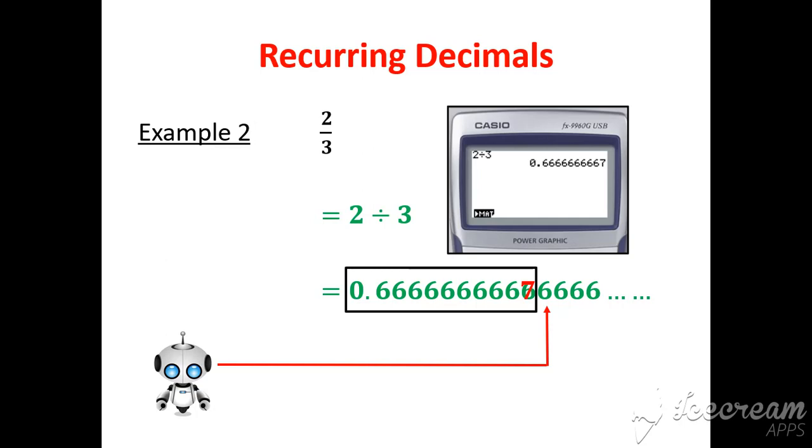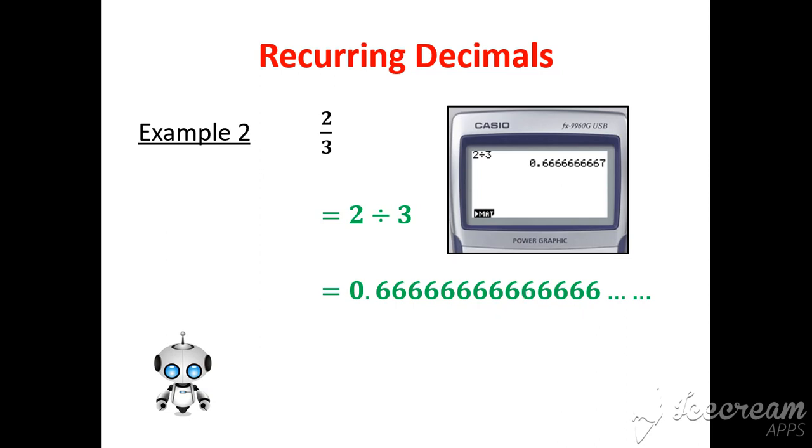Now you need to be a bit clever and realize it's not a 7. It's 6666666 going on forever. It's a recurring decimal. So as soon as you've figured out that that's a recurring decimal, please write it in the correct notation of 0.6 with a dot above the 6 or 0.6 with a line above the 6.